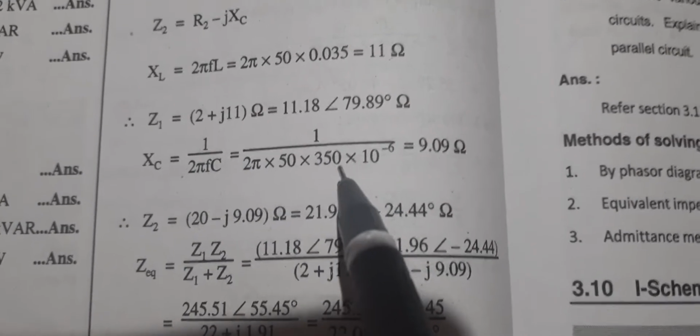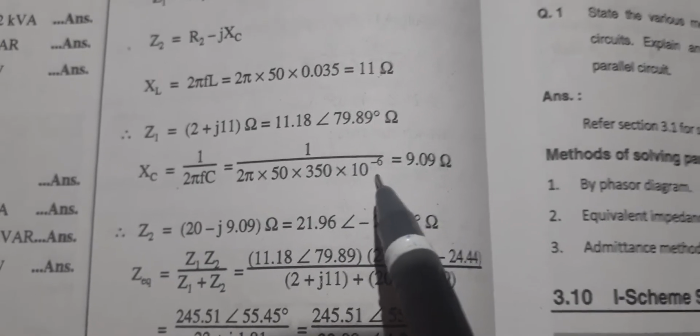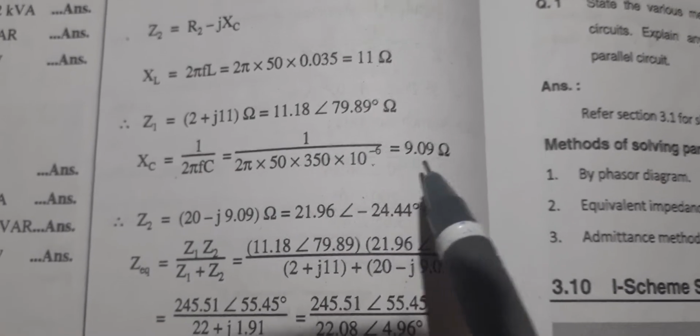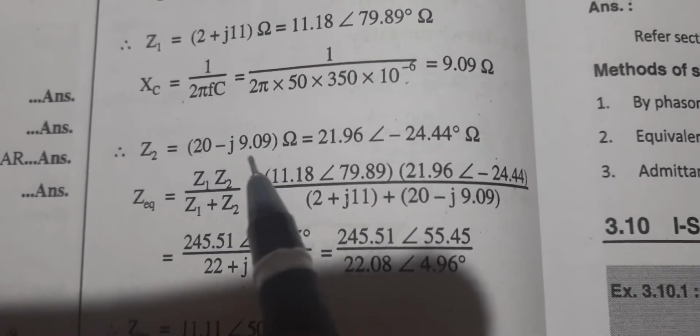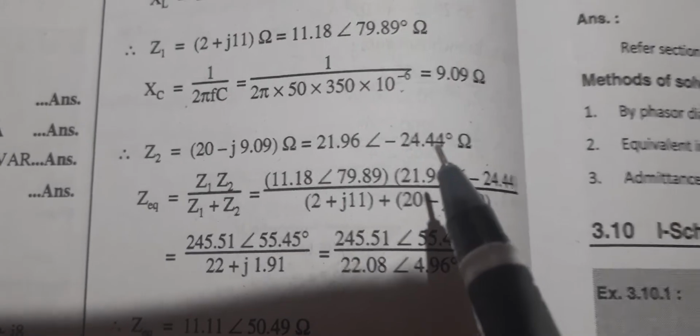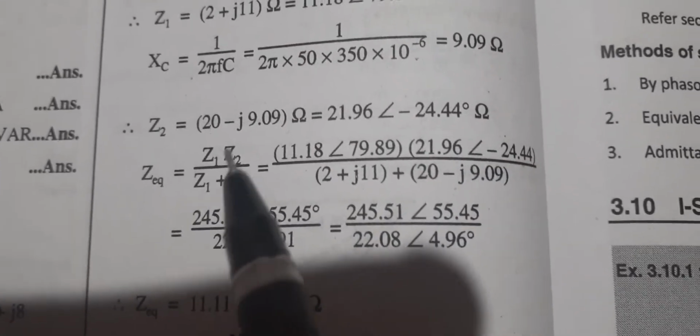Then XC is equal to 1 upon 2 pi FC. C is given 350 into 10 raised to minus 6, microfarad, therefore here 10 raised to minus 6. It is coming 9.09. You can write Z2 in the polar form. Angle is minus 24.44. Then both are parallel.